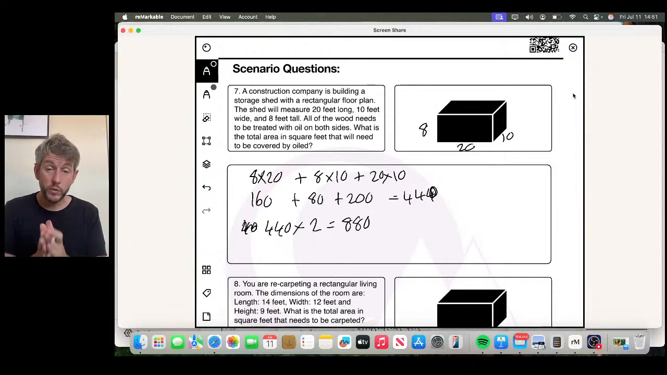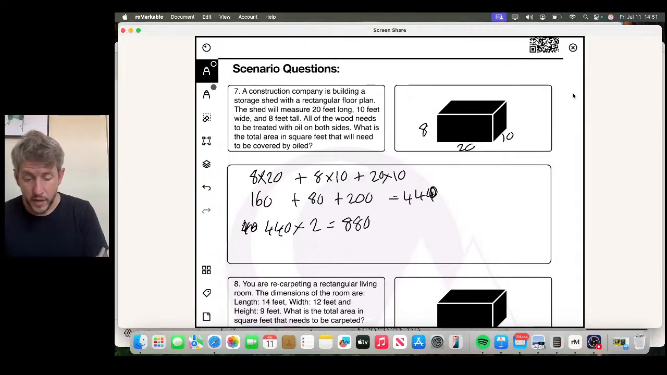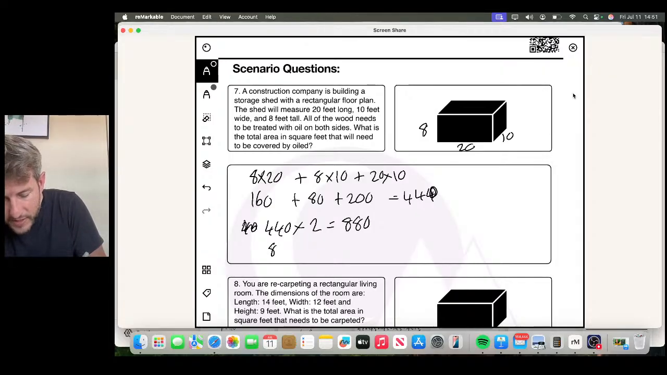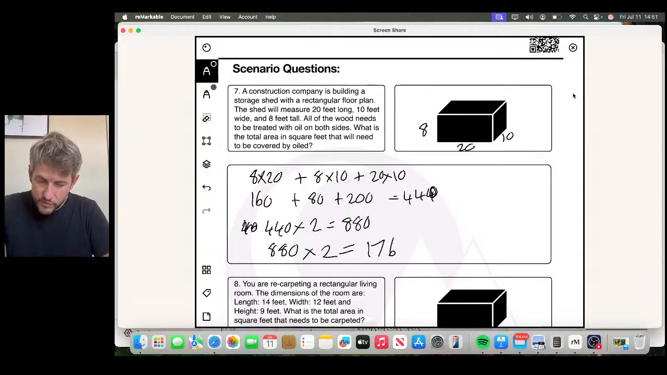But they're saying that they want to do both sides. So we don't just want the outside surface area, we want the inside surface area. So we're going to assume that's the same. So we're just going to times this by 2 again. So 880 times 2 is going to be 1,760 square feet.